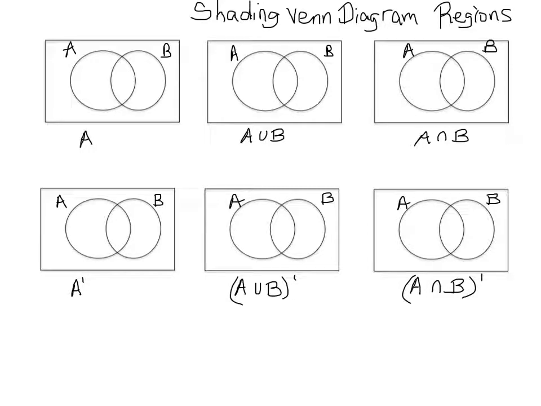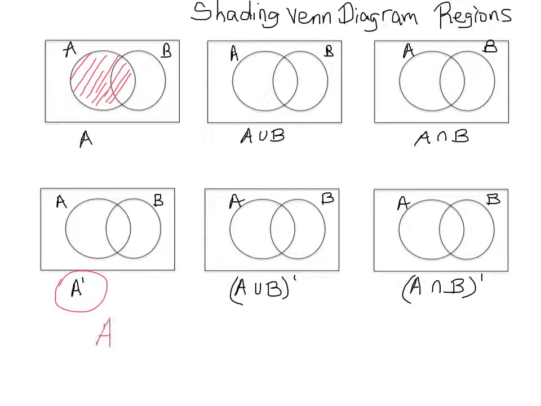So let's do the first one on the top left. If you're ever asked to shade A, it's not just A only, but all of A. So if you're asked to shade A, you're going to shade all of A, even the part that goes into B. So now if you look below, you're being asked to shade A with a little tick.